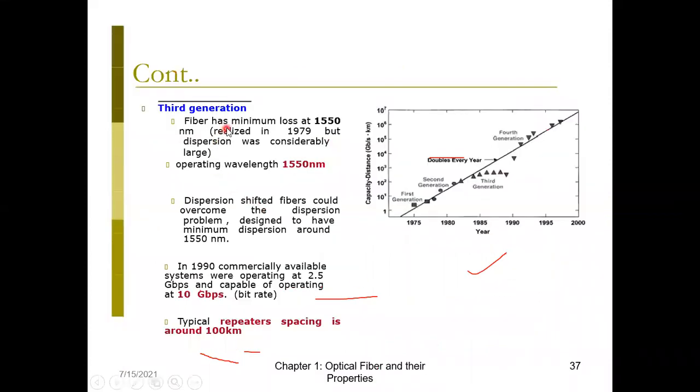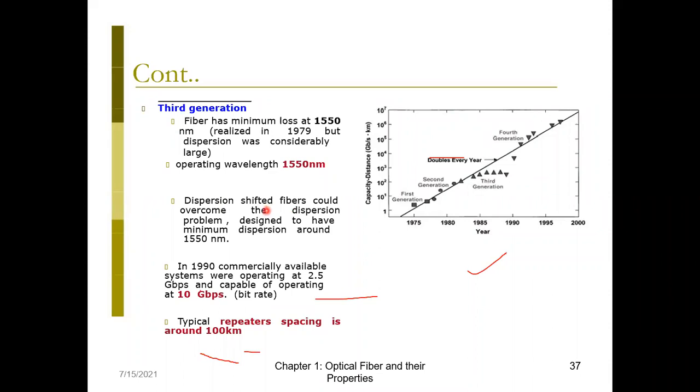Then came the third generation. In the third generation, what we did, we again increased the wavelength. Okay, so when the wavelength was increased, our losses again reduced. So for minimum loss, we shifted to our third window, that is 1550 nanometer. So the operating wavelength became 1550. Dispersion shifted fibers could overcome the dispersion problem. We had the problem of dispersion in the second generation, even though it was minimum, but that problem was there. So then came dispersion shifted fiber. We will study what this dispersion shifted fiber actually is.